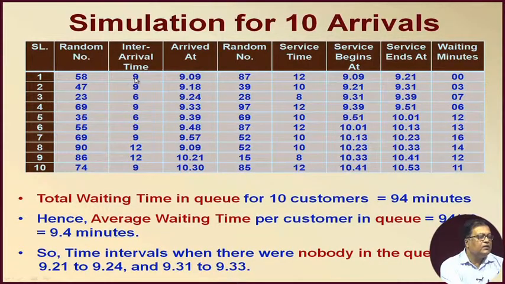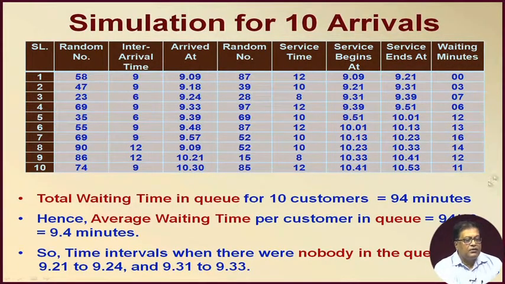So, that means the first arrival is at 9, and all these are the different inter-arrival times: 9, 9, 6, 9, etc. And these are the times when the people are arriving, that is at 9:09, 9:18, 9:24, 9:33, etc. Now, similarly the service times are also obtained from the random numbers. So, 12 minutes, 10 minutes, etc.